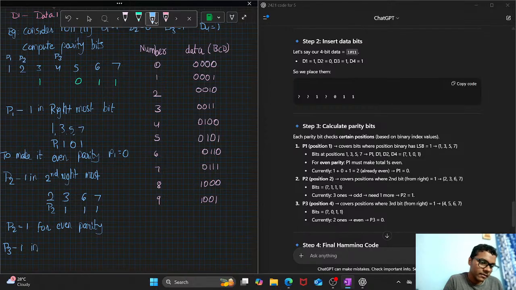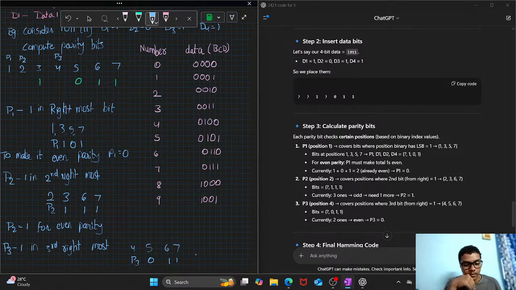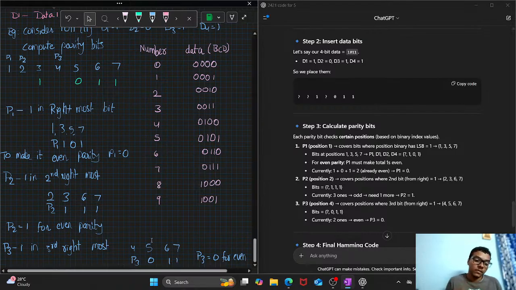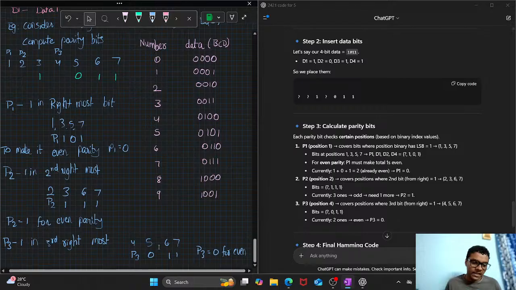P3, 1 in the third rightmost. You have to have 1 in here. 4, 5, 6, 7. So 4 is P3, and 5, 6, 7 are 0, 1, 1. So P3 is equal to 0 for even parity. In this way, we will compute the values of P1, P2, and P3.